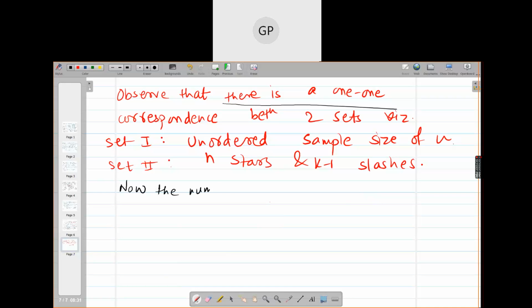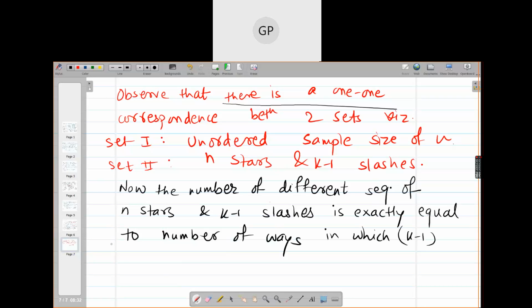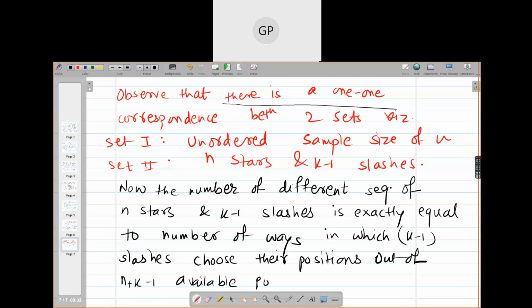Now the number of different sequences of n stars and k minus 1 slashes is exactly equal to the number of ways in which k minus 1 slashes choose their positions out of n plus k minus 1 available positions. Do you understand the meaning of this statement? Tell me.